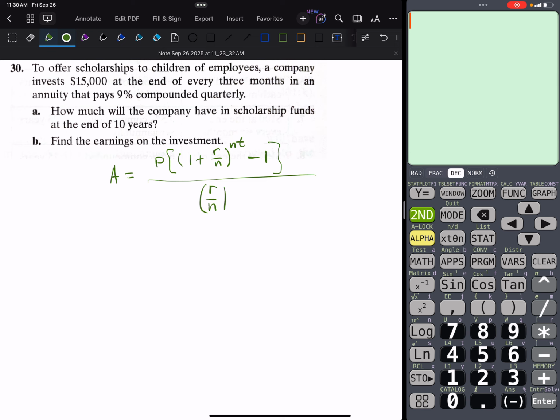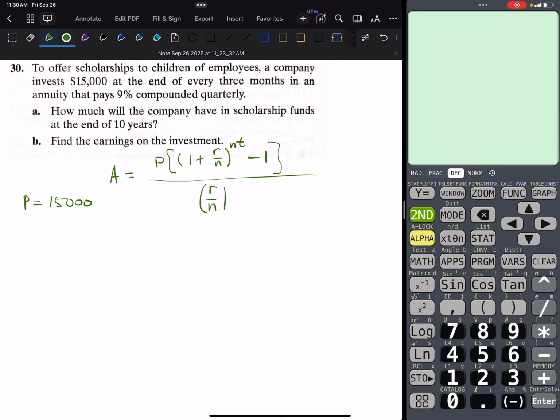Okay, so in order to calculate A, which is ironically part A, is just the future value, right? How much will the company have in a scholarship fund for these children at the end of 10 years? And so they're investing $15,000. That's my P, right? And so we might as well write out over here, what are these values? P is 15,000. That's my periodic investment.